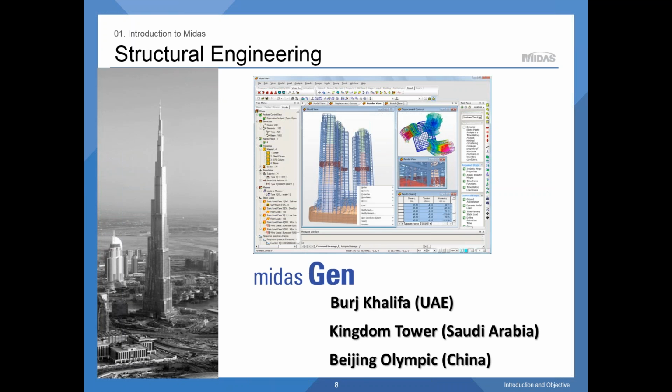Let's talk about today's session, which is going to be held with Midas Gen. The prominent project where Midas Gen has been used is Burj Khalifa. Basically, for a tallest tower like Burj Khalifa, Midas Gen was used for axial shortening analysis, wherein Midas Gen has an advantage in that it has various codes to define material properties based on time dependency. Then followed by Kingdom Tower Saudi Arabia and Beijing Olympic China.